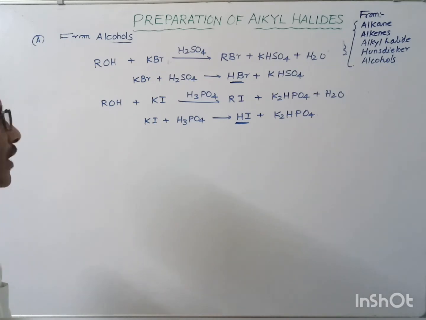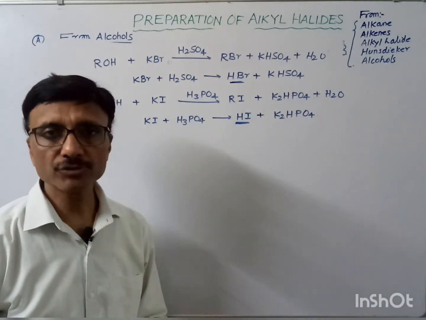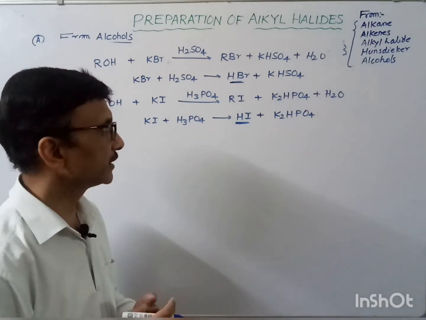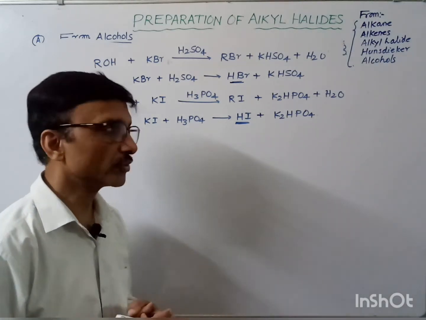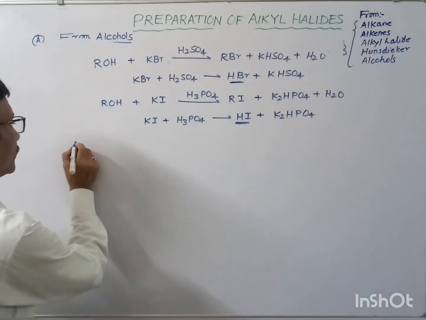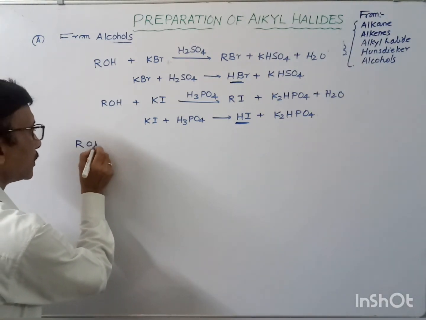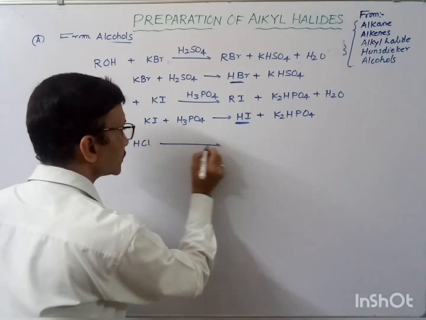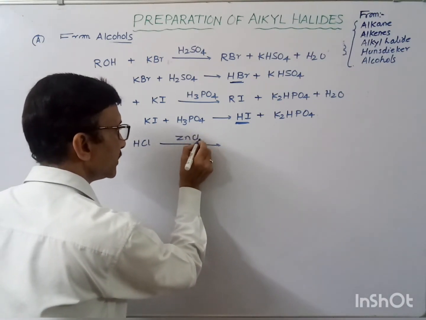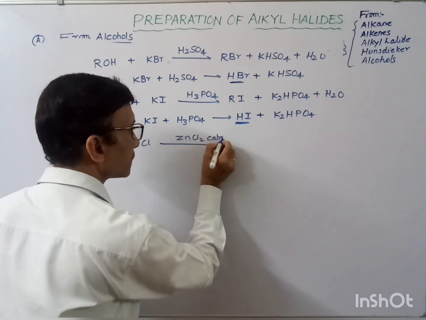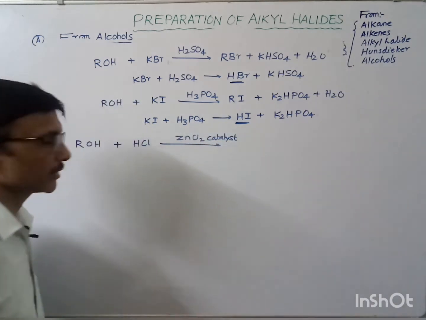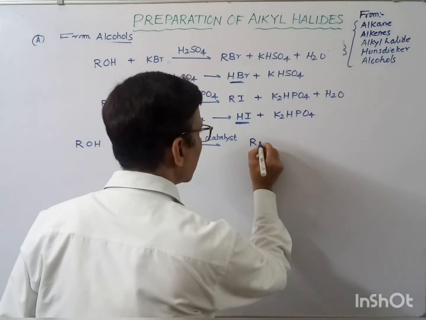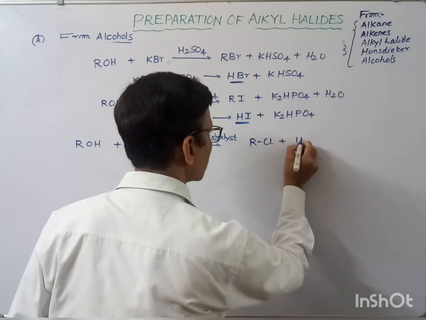Now, reaction of alcohol with hydrogen chloride, I told you this is quite a slow reaction. That's why we need a catalyst. ZnCl2 catalyst is used. So if we are using HCl, then the reaction is slow, and that's where we should add ZnCl2 catalyst. Okay, so in presence of this ZnCl2 catalyst, we will get the alkyl chloride plus this one.